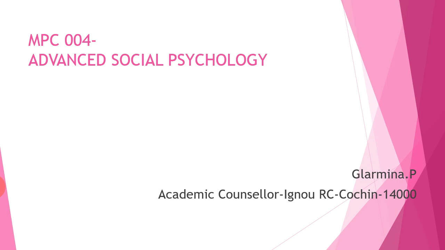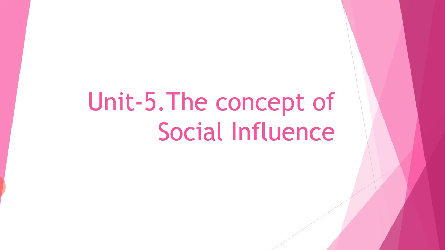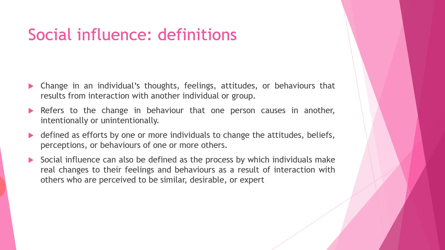So in the last session, we finished Unit 4 of the first book, the study material. Next, we can start with Unit 5 or Unit 1 of the second booklet. It is the concept of social influence. So let's start with the definitions.